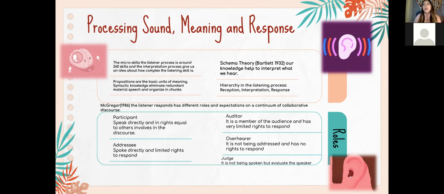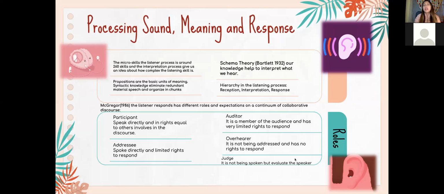Auditor is a member of the audience and has very limited rights to respond. It could be like a bus driver with the passengers, where the passenger is the audience and the bus driver is announcing the name of the stop, for example. Overhearer is not being addressed and has no right to respond. It could be hearing a conversation between a bank teller and a customer, etc.